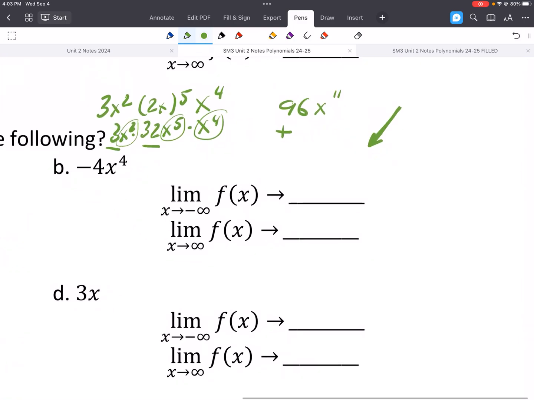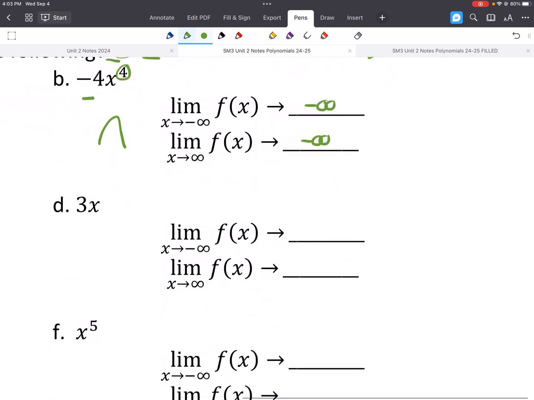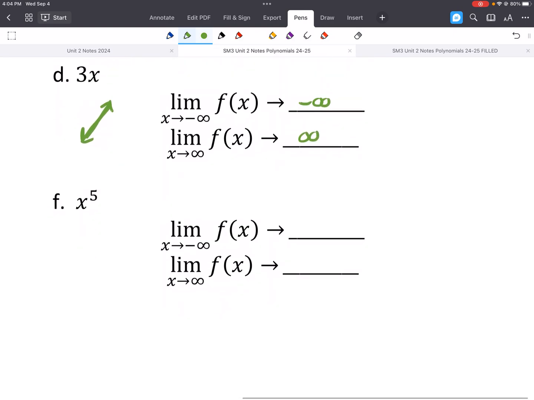All right, here's this one, it's negative, and it's even, so it's like a quadratic going down, so negative infinity, negative infinity. This one's a positive linear, so it's going to look like this. So negative infinity to the left and positive infinity to the right. And then again, this is odd, so we can treat it like it's a linear, has the same end behavior, and it has a positive slope. This would be like a positive 1. So it will be the exact same end behavior.